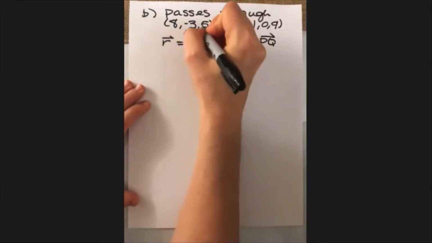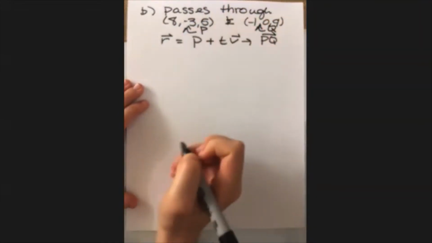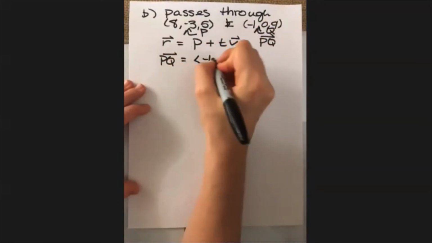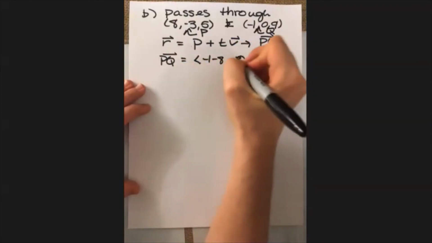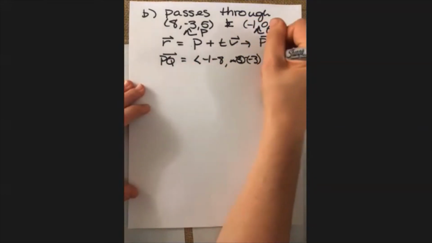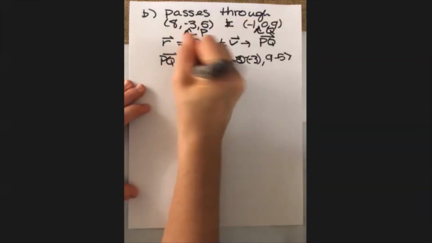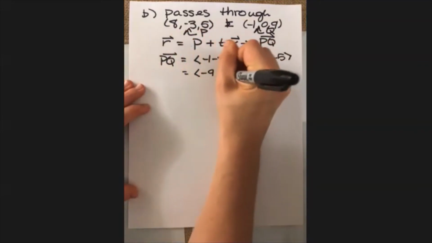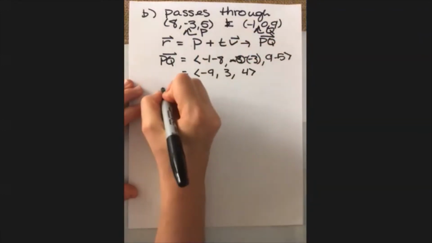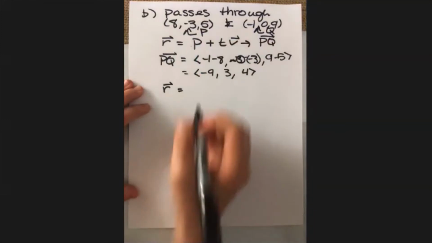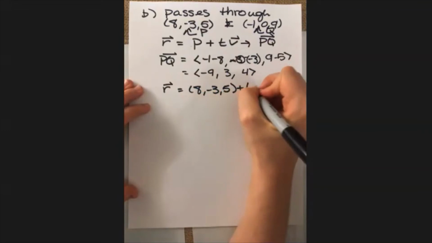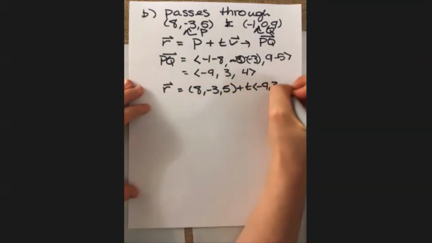It really doesn't matter what we call them, so I'm just going to call the first one P and the second one Q. And PQ is equal to (-1 minus 8, 0 minus -3, and 9 minus 5). So we're going to get (-9, 3, 4) for my vector that's going to go in for V there. So now we're ready to start filling in that equation. P is (8, -3, 5), and then plus T times (-9, 3, 4).